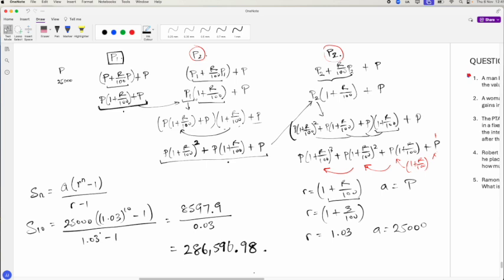So this one was a little bit different because we did not end up getting the same expression where we could have just formulated our own formula. Now, this one, we actually got a GP itself. And so we had to use our GP formula.